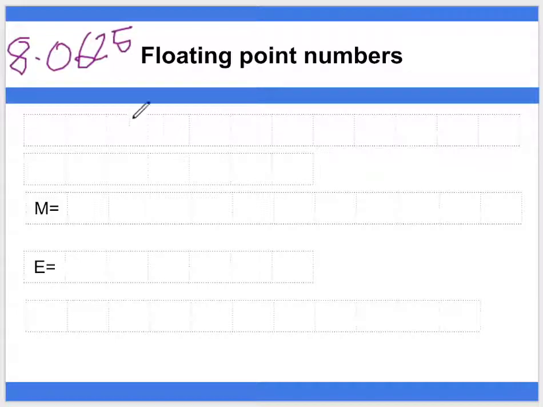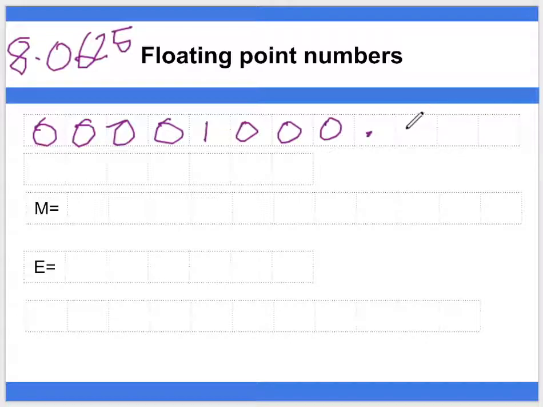Okay, so first of all, we're going to write out the binary value for 8.0625. It's not a half, not a quarter, not an eighth. I didn't give myself enough room here, never mind. It's a half, quarter, eighth, and it's a 16th. So 8.0625 is written like so.